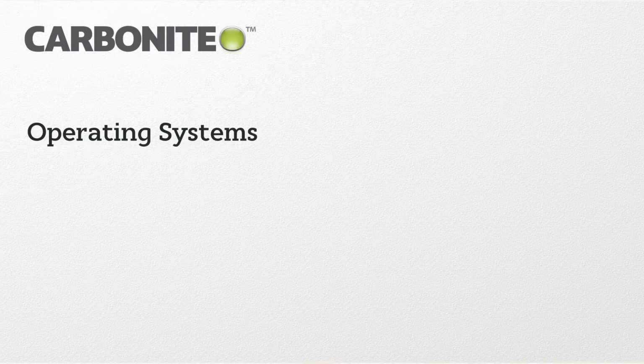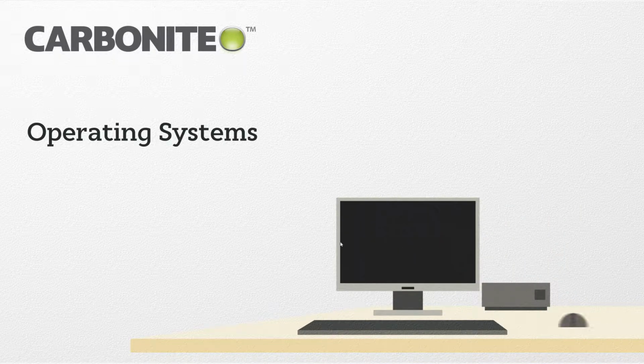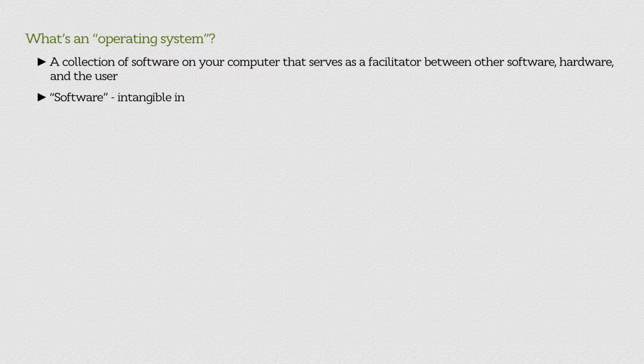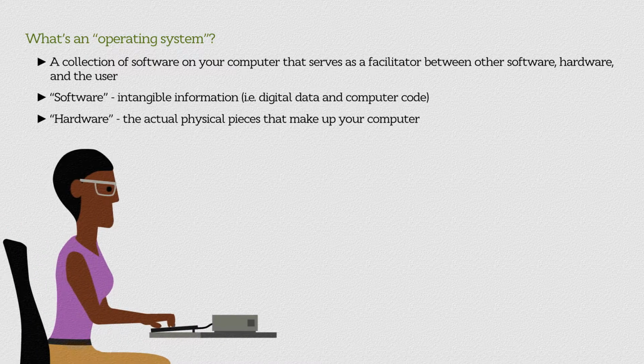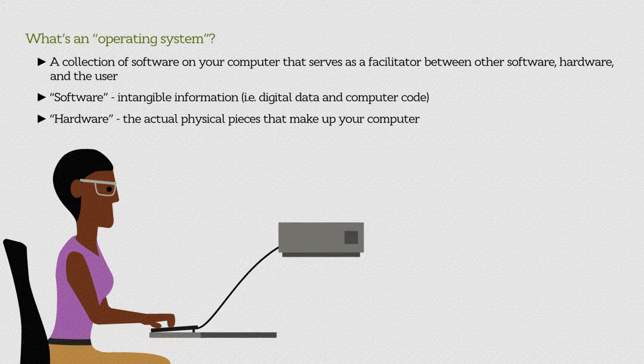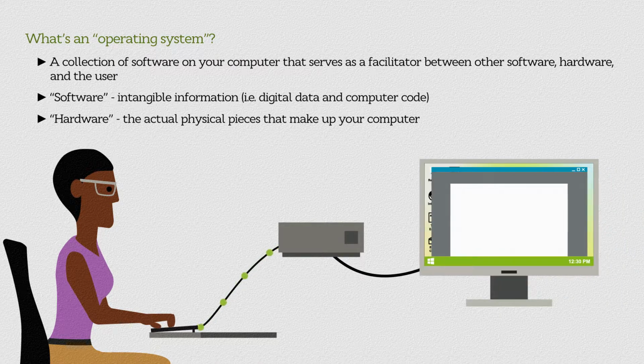An operating system is the collection of software on your computer that serves as a facilitator between the other software, the hardware, and you, the user. Software refers to intangible information, computer code and digital data, while the hardware is the actual physical parts that make up your computer. So for instance, when you type on your keyboard or move your mouse, you are directly interacting with the hardware. That hardware sends signals to the computer, and those signals are interpreted by the software to print your typed keys on the screen or move your mouse cursor.